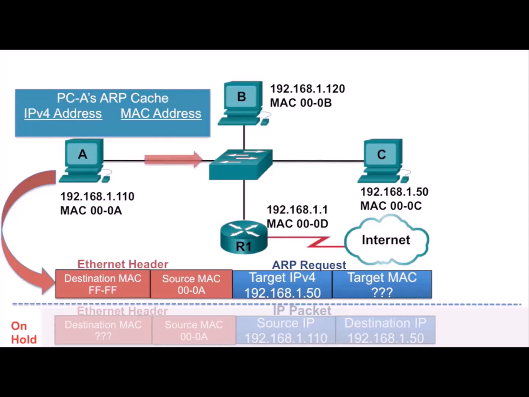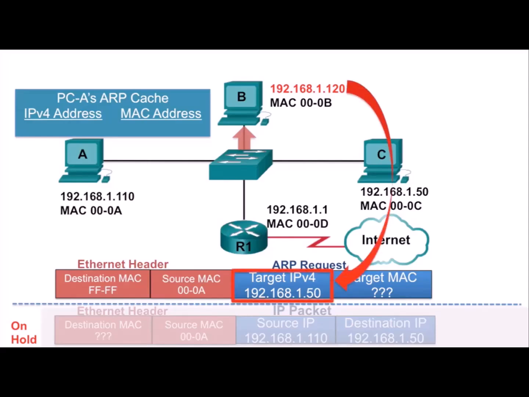So PCA sends it to the switch. Because it is a broadcast, the switch will flood it out all ports except for the port that it came in on. PCB receives the broadcast, so it must process it, and its ARP process examines the ARP request. It compares its own IPv4 address against the target IPv4 address, and notices that they are not the same, so it doesn't need to send an ARP reply.